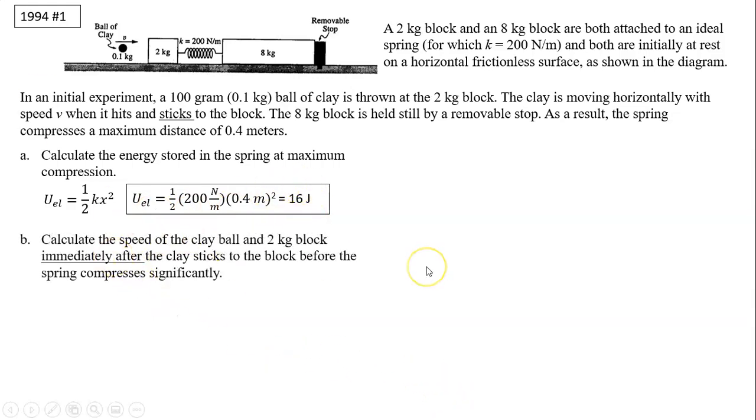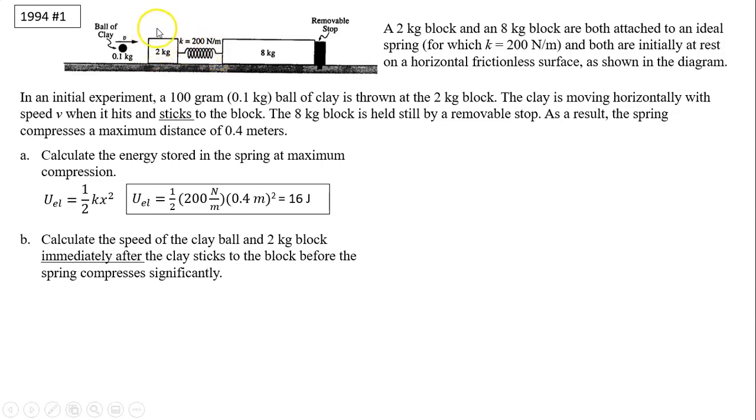Part B, calculate the speed of the clay ball and the 2 kilogram block immediately after the clay sticks to the block, before the spring compresses significantly. So here a ball of clay is thrown at the block. The two stick together, then the two are going to move and compress the spring.